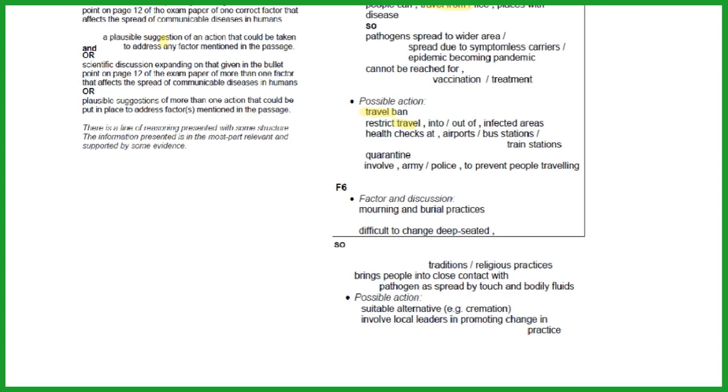And then finally, the burial practices. Now, mourning and burial practices are difficult to change. The problem is that it brings people into close contact with the pathogen as it's spread by touch and bodily fluids. So there are possible alternatives, cremating the people who've died of Ebola, and then involving local leaders in promoting a change to a safer practice and an understanding why this long-seated practice is a bad idea when it comes to controlling the spread of a communicable disease.